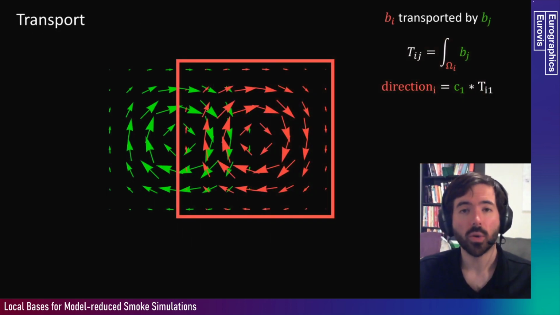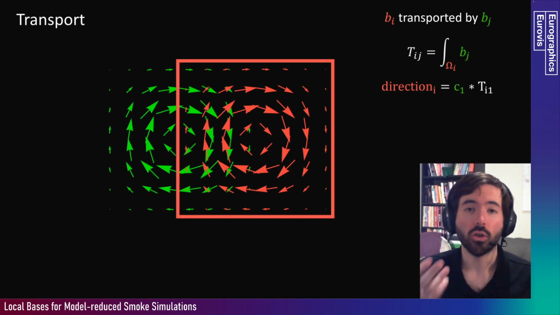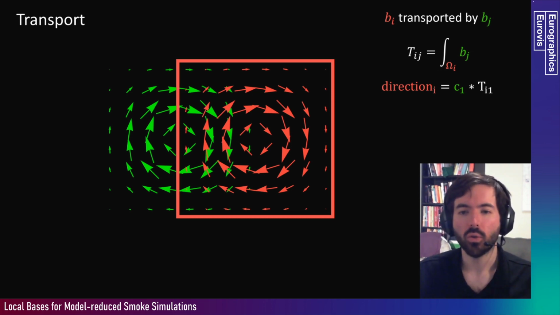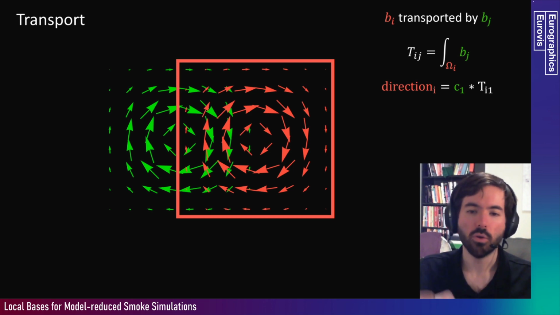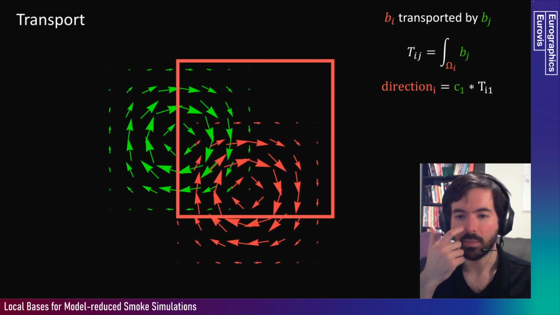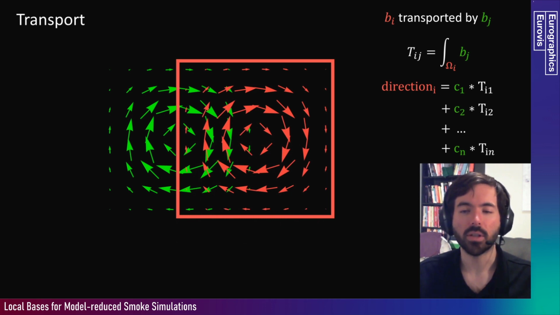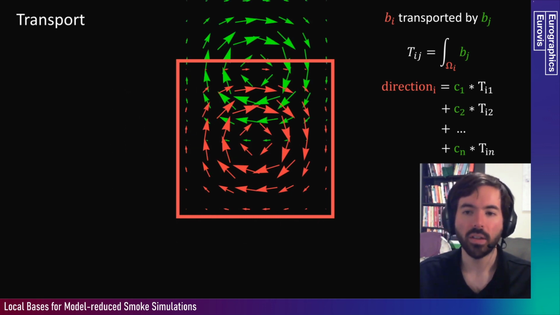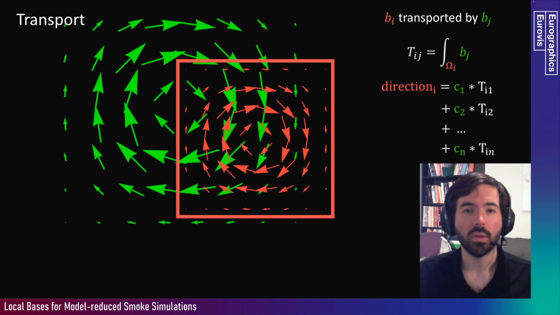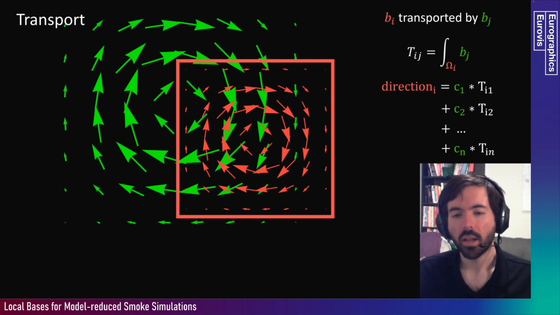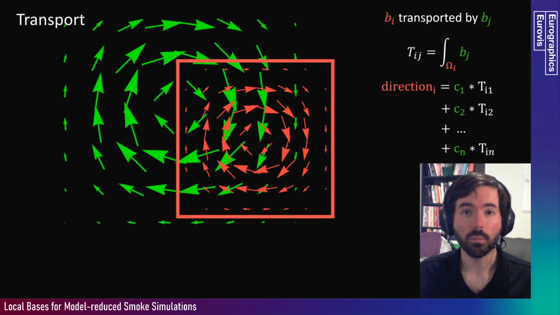So first we simulate the transport part. Now this would be relatively easy to do if the basis functions could move inside of the domain. If we wanted to compute the effect of the green element over the red element, then we could simply integrate the green vector field over the support of the red element, and that would give us a movement direction, and we could just move that basis element forward by some time step. And if we have multiple elements, then we could just sum the influence of all these neighboring elements to compute this movement direction. But our basis elements are fixed in space and they cannot move.